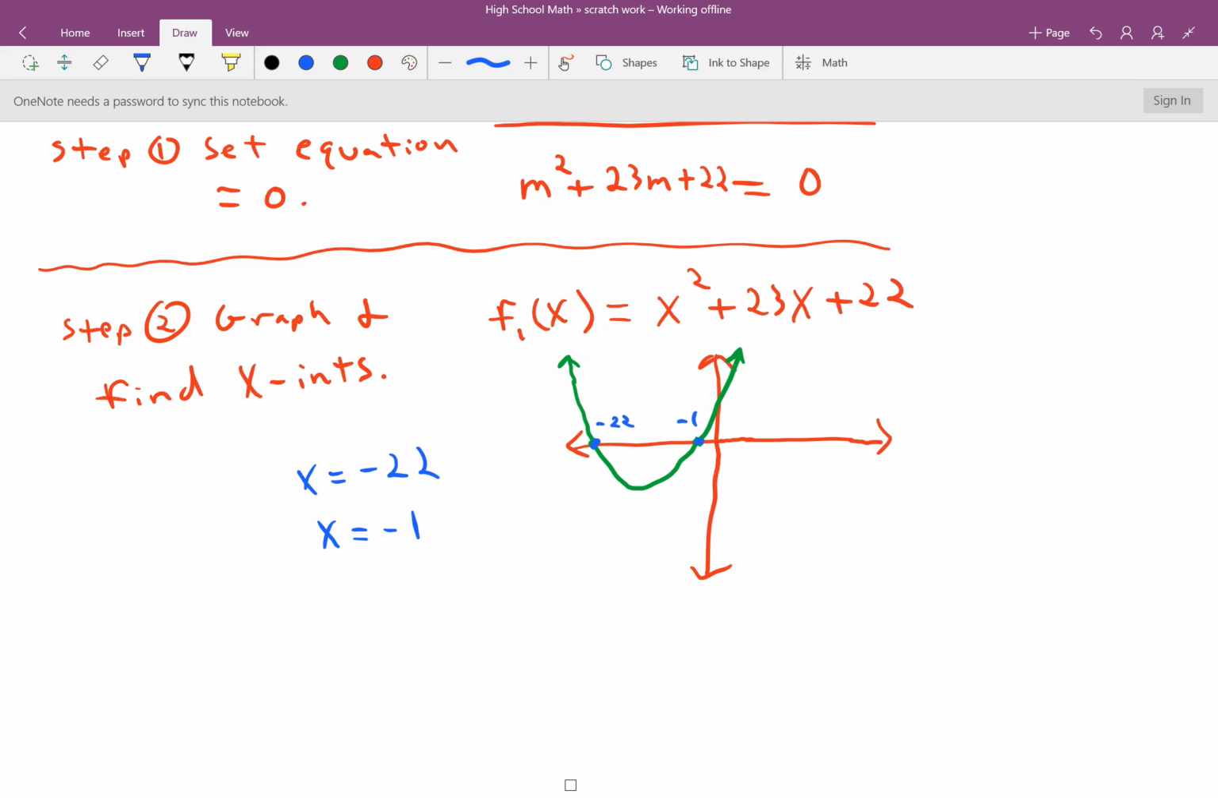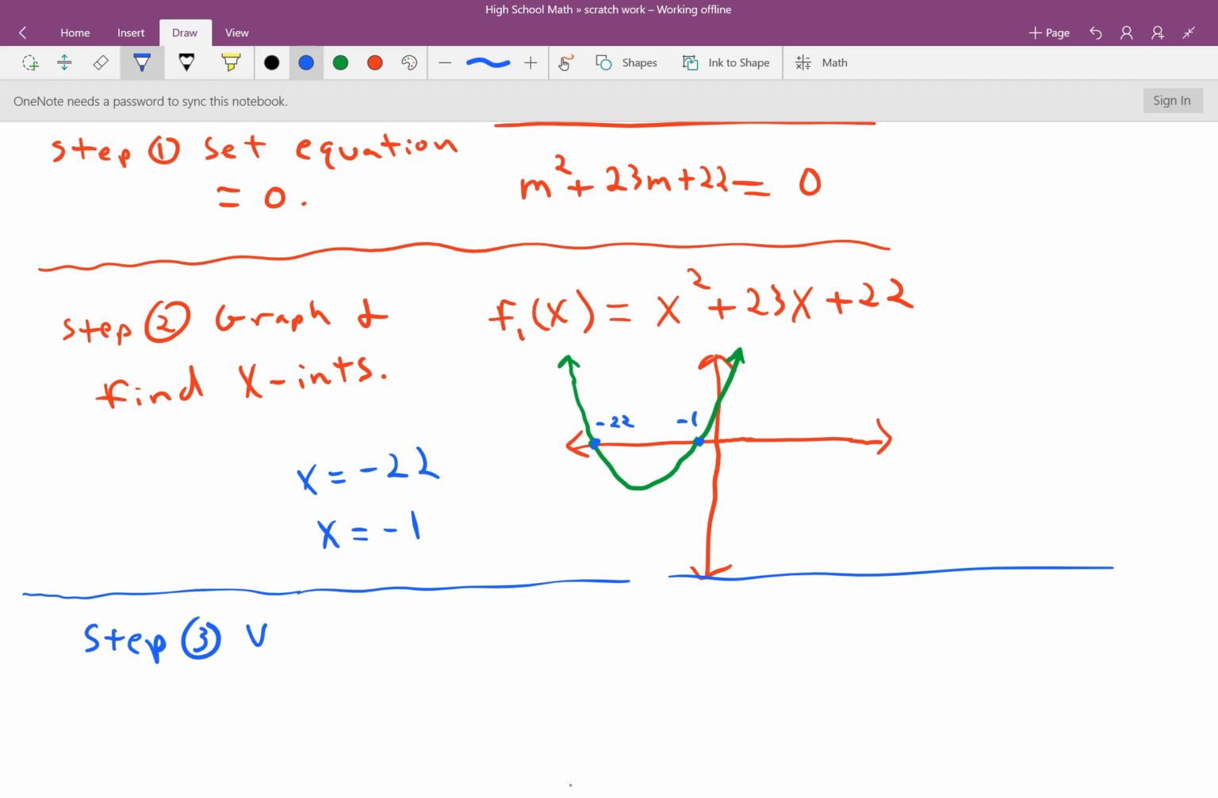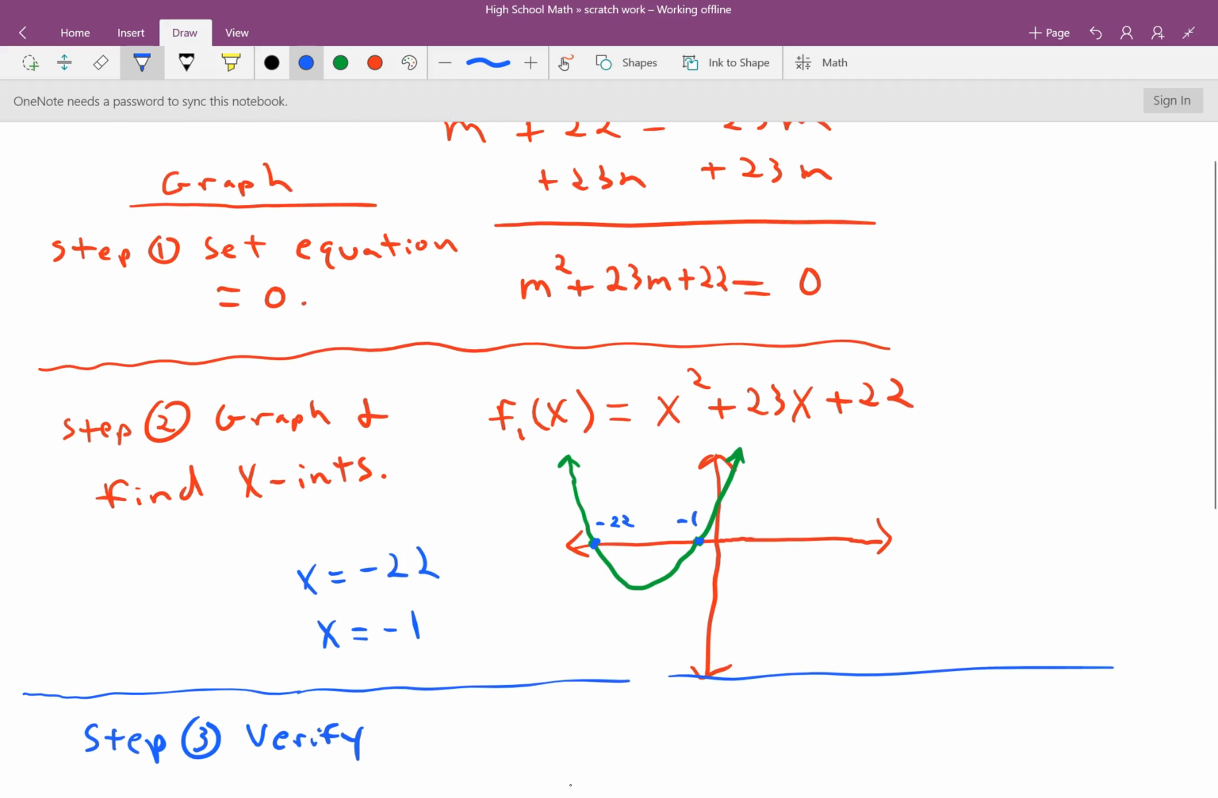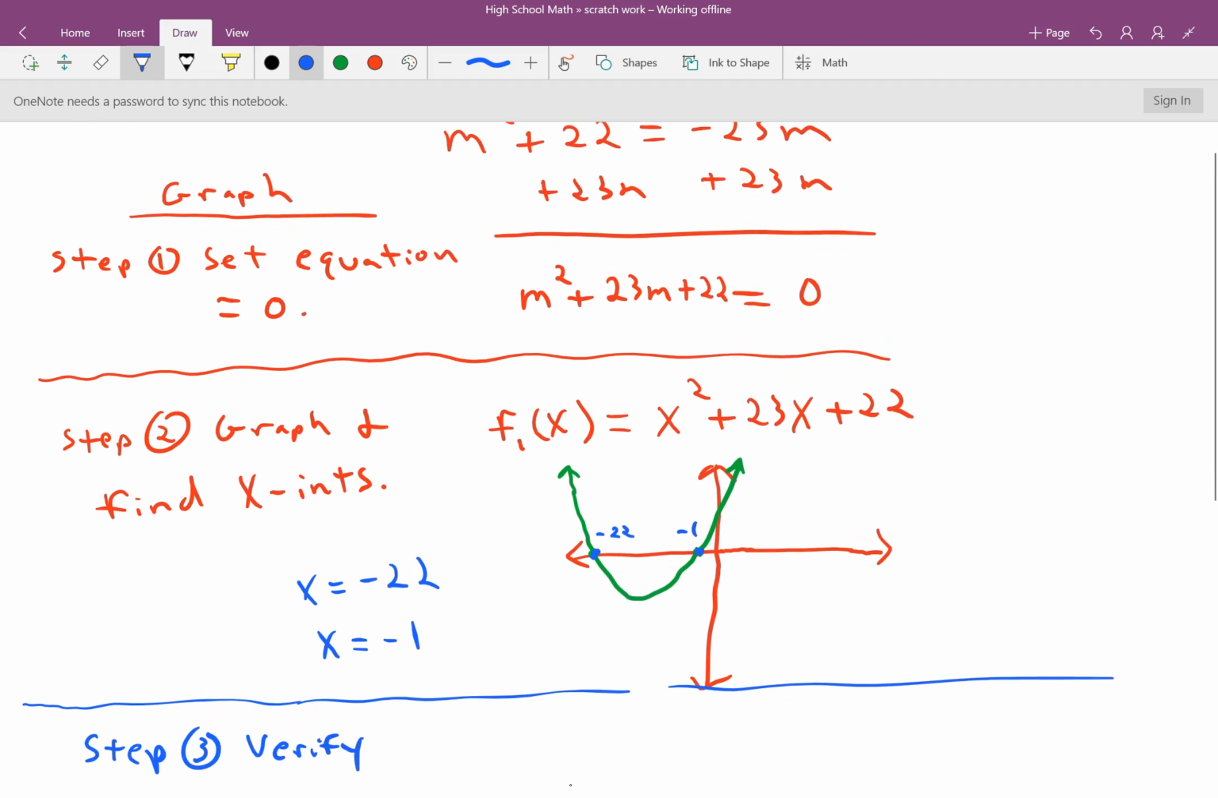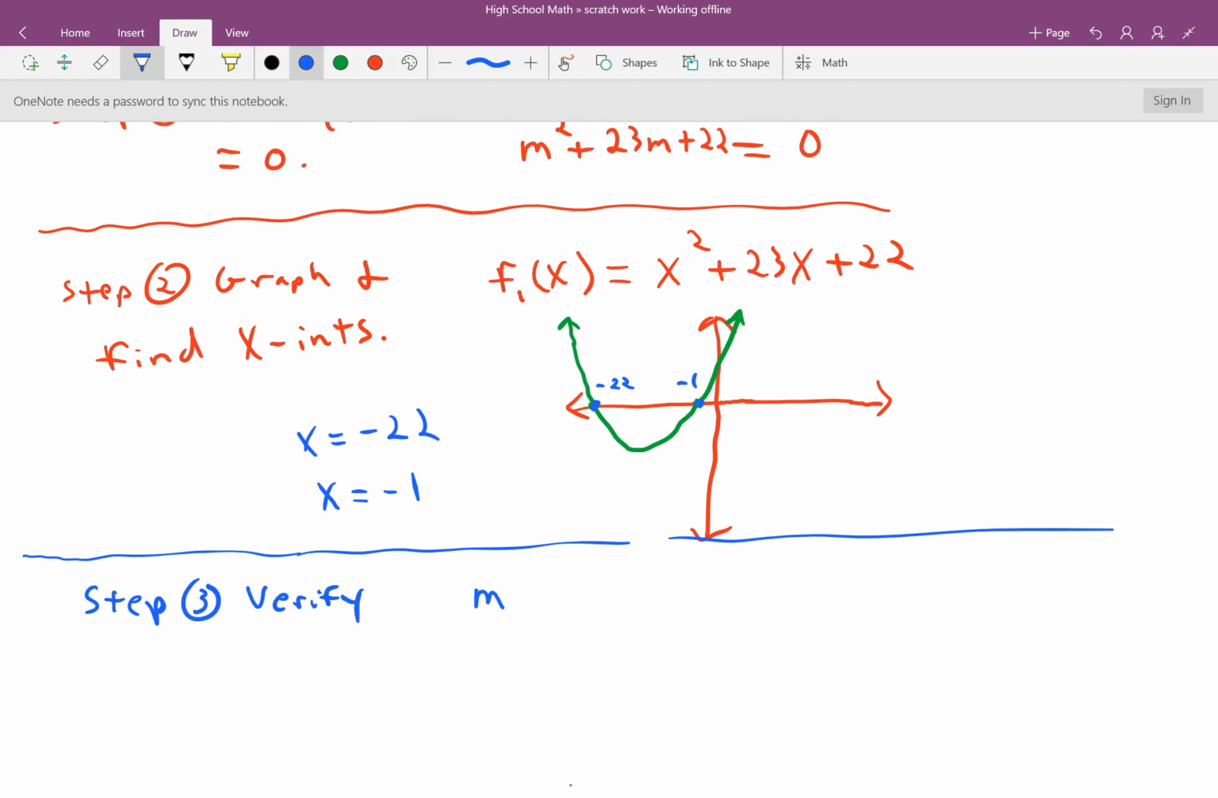All right, no surprises. Step 3, and this step goes for all of the processes. You need to check your solutions. Step 3, verify. Check your answer. So go to your initial statement, which was for us m squared plus 22 equals negative 23m. Substitute our solutions. We should do both of them. I'm just going to show one of them. I'm going to do negative 1.